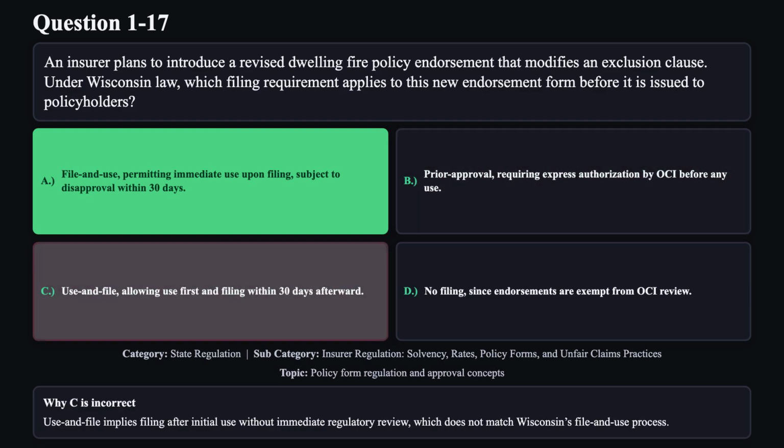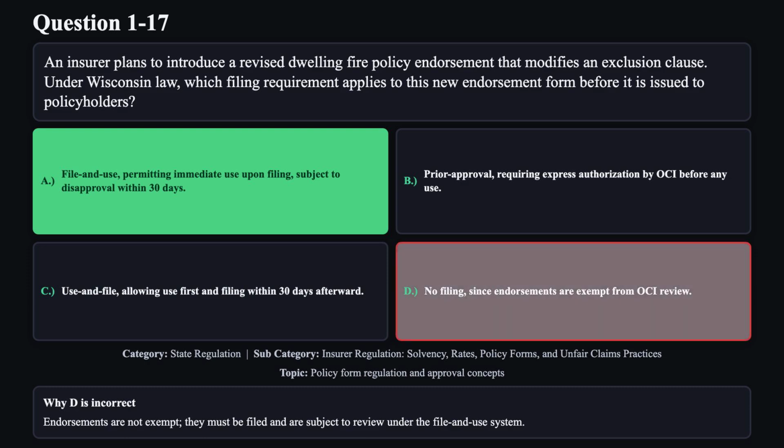Reason C is not correct. Use and file implies filing after initial use without immediate regulatory review, which does not match Wisconsin's file and use process. Reason D is not correct. Endorsements are not exempt. They must be filed and are subject to review under the file and use system.